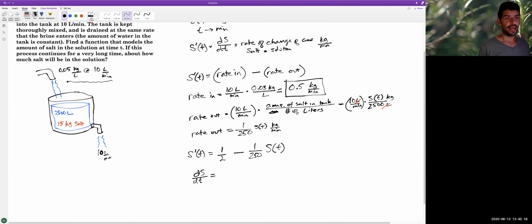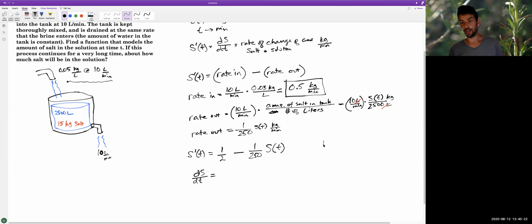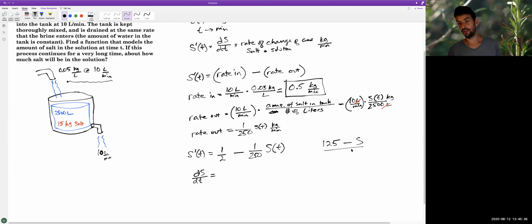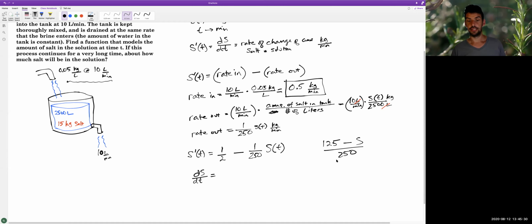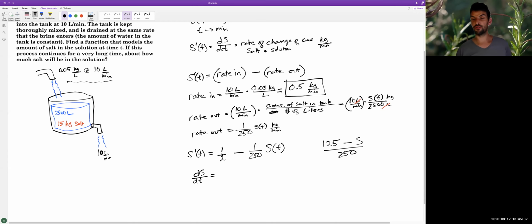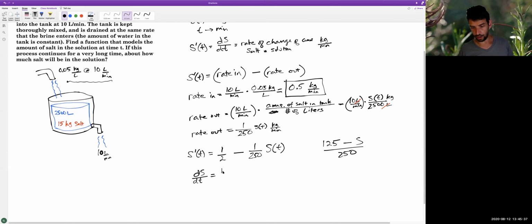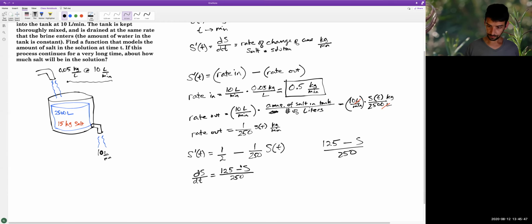We'll see what happens. I think the most convenient way to write this whole thing would be 125 minus S over 250, right? Finding a common denominator, this 1/2 is 125 over 250. I feel like this might be nice. I haven't finished working this problem out yet, so I'm going to write it this way. And I'm also going to drop the of T for now. We know that S is a function of T. I just want to make this a simpler thing to work with.